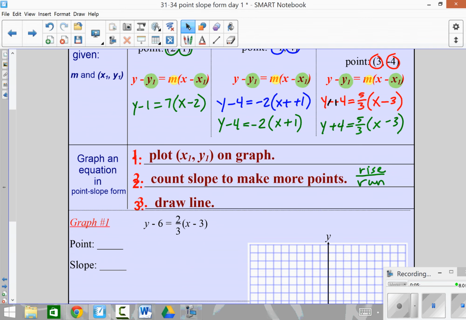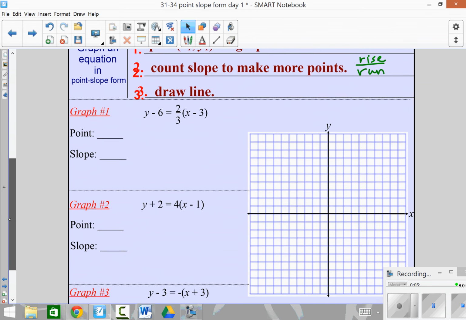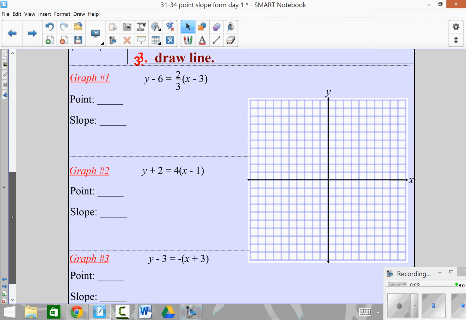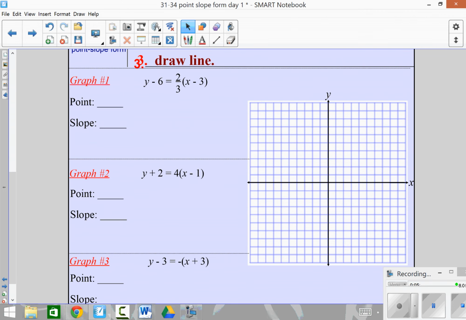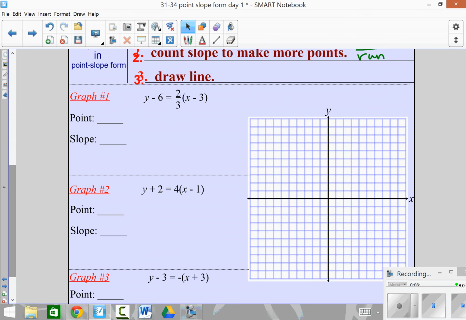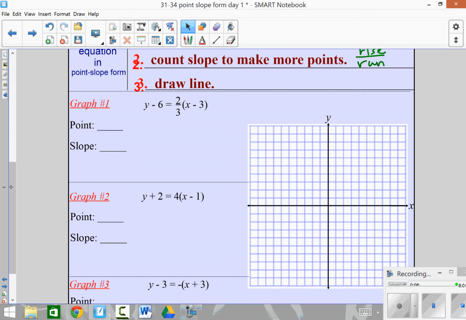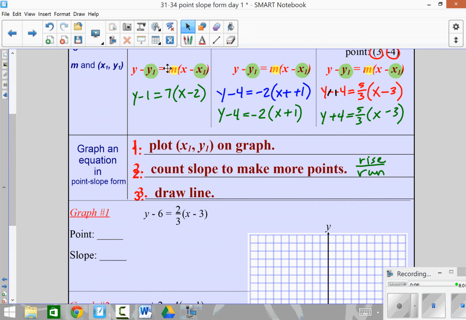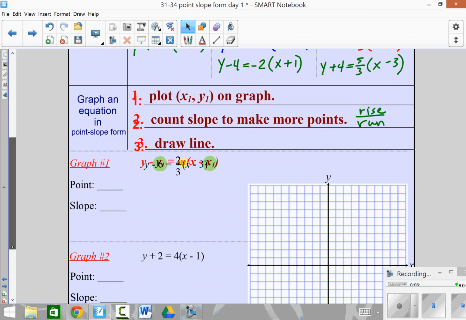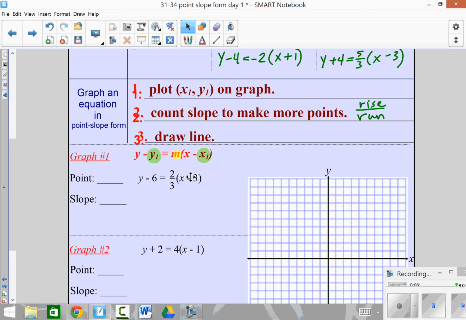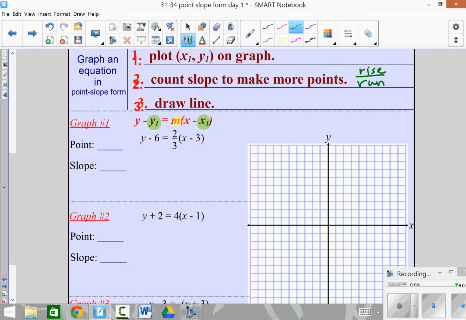So what I'm going to do here is, we have 3 graphs we're going to do. We're going to graph these all in point-slope form. We're going to graph them all on the same grid. I'm going to do graph 1 and graph 2 with you, and then you're going to pause and try graph 3 on your own from what you gauged from the 2 examples, and then check back. Okay, so I'm going to pull this down so we can keep referring to the information of point-slope form. So let's go ahead and see if we can follow our 3 steps here.